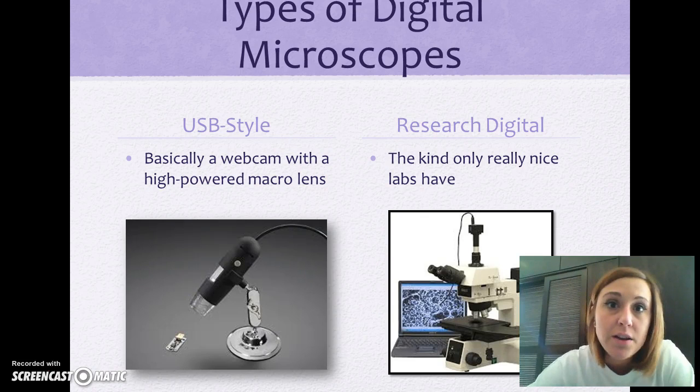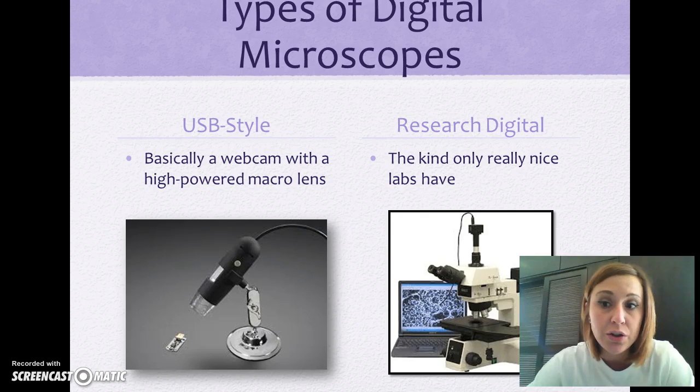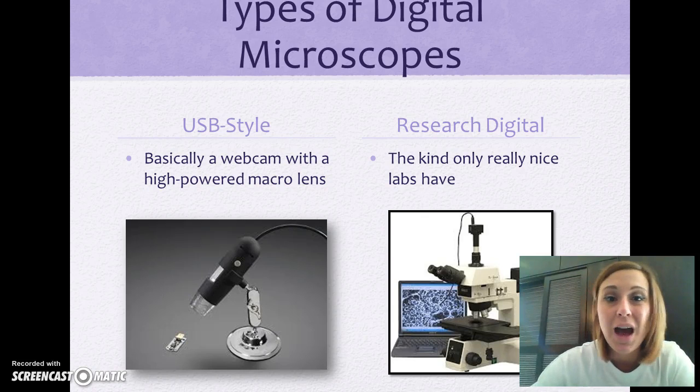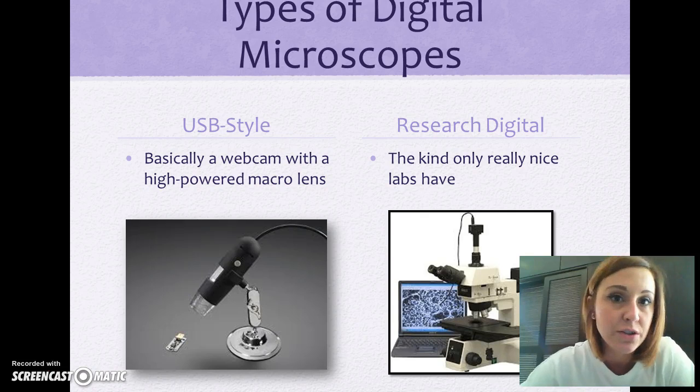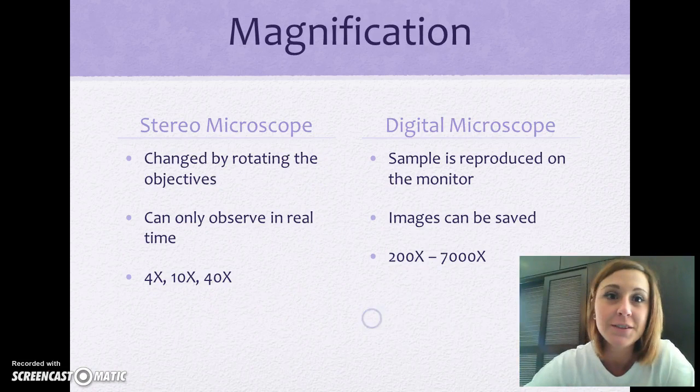There are two types of digital microscopes. There's a USB style where you just plug it into your USB port on your computer. Basically it's like a webcam with a high-powered micro lens, so you can zoom in pretty well. And then there's also the research digital microscope. These are very expensive, and only really nice labs have them.